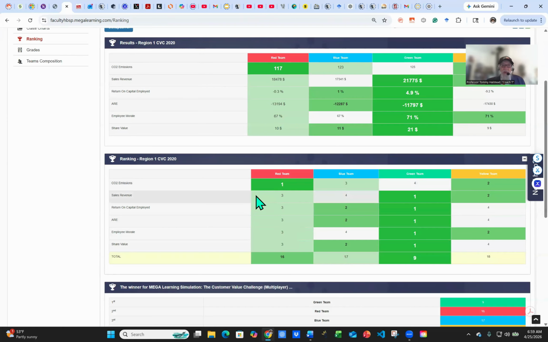Like for instance, you look at revenue. And who's number one? Okay, we know green, but what about yellow? Yellow is number two in revenue. So how is their employee morale doing? Number two. There you go. So morale is very tied to revenue in this sim.